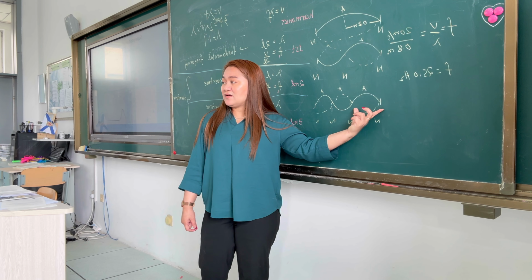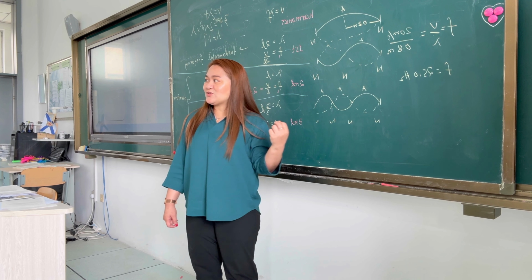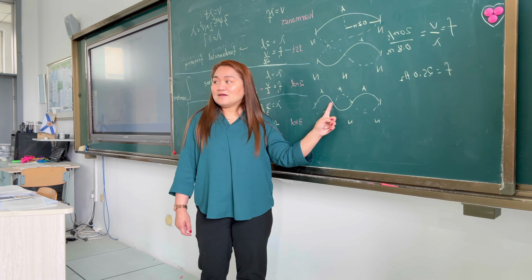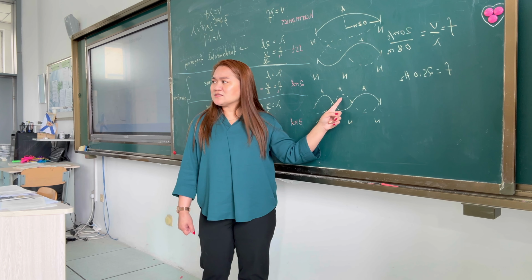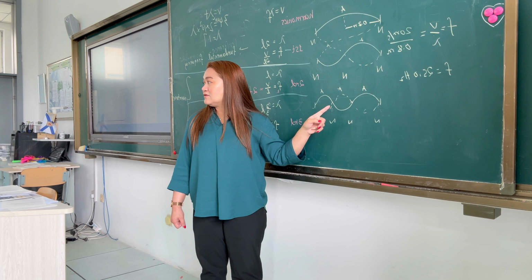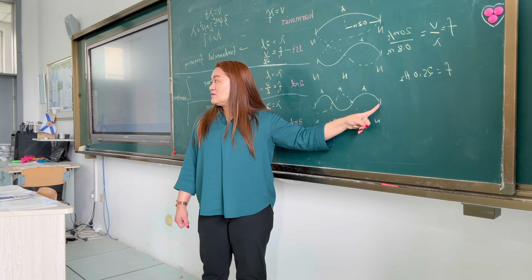Which one is the wavelength? I think it should be between two crest points. So you mean this? No, like 2A. This is not the same length, right? From the start until the lowest point.